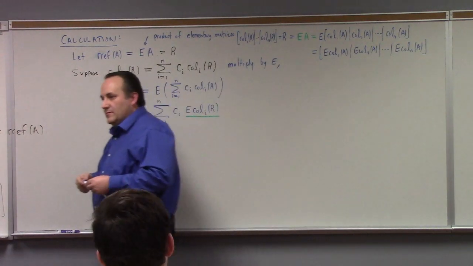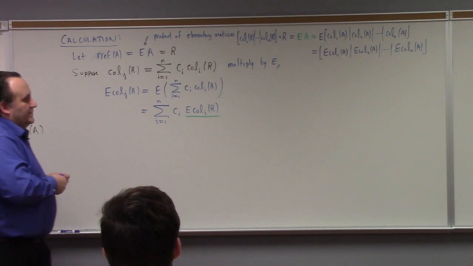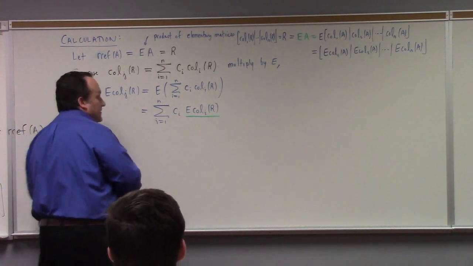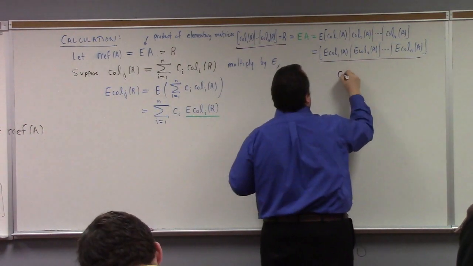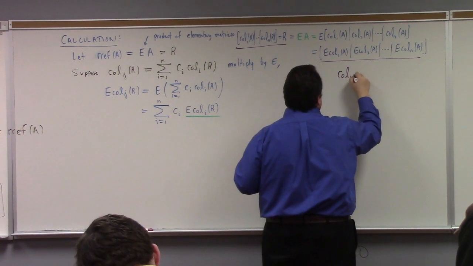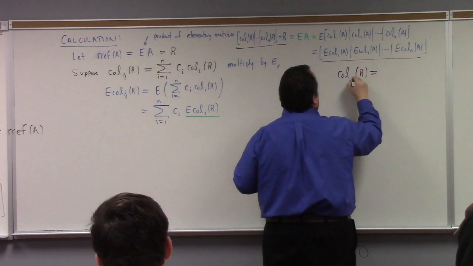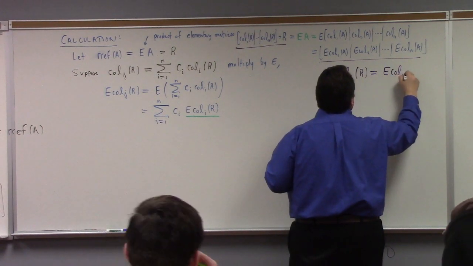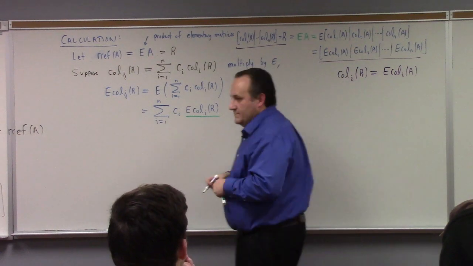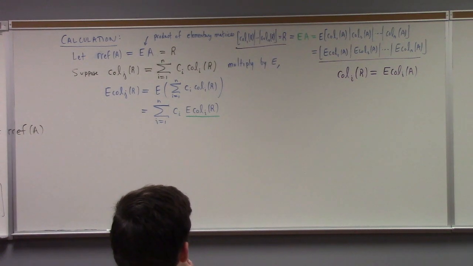What does this mean? What's the relation between the columns of R, the columns of A, and this E matrix? It's very simple. If you look at this, and you look at that, you can see that column i of R is equal to E times column i of A. Do you guys see that? Because those two matrices have to be equal column by column if they're equal. So that's how the columns match up.